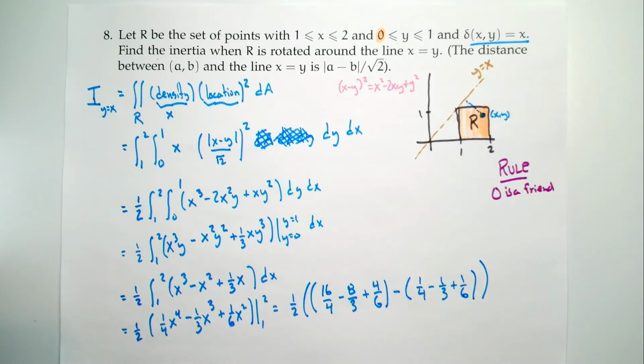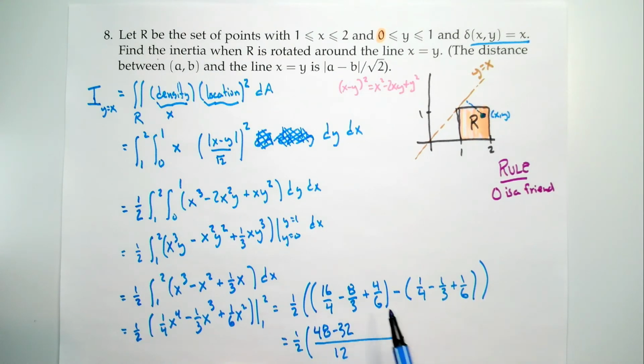All right. Now, common denominator. What's something that divides into 4 and 3 and 6? Well, 12 does that. Okay, so we have a half. And then we're going to have everything in terms of twelfths. So we'll start here. 16/4. Going to multiply top and bottom by 3, so that becomes 48/12. 8/3 multiply top and bottom by 4, so minus 32. 4/6 multiply top and bottom by 2, so plus 8.